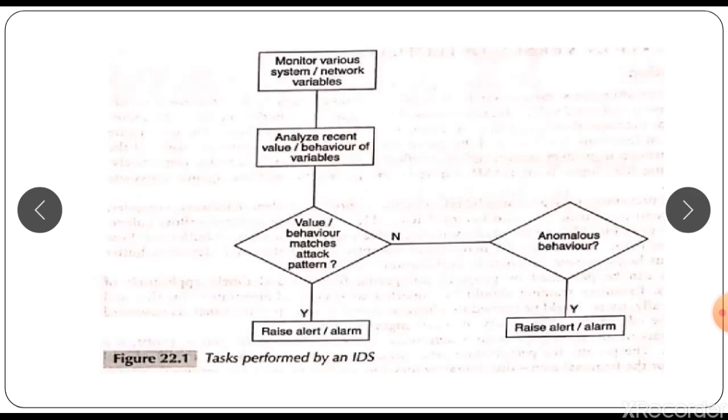Just go through this figure. Here the system will monitor various system and network variables, and then it will analyze the recent value and behavior of the variable. Then based on this, it will check whether the value or behavior matches any attack pattern. If yes, it will raise an alert or alarm. Otherwise, it will check whether it is an anomalous behavior. If yes, then it will raise the alarm.